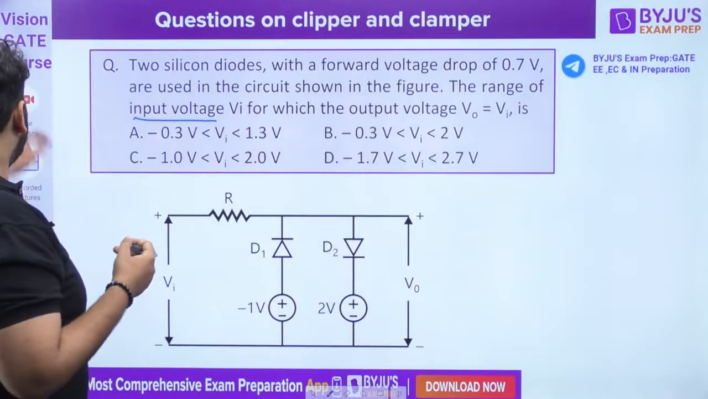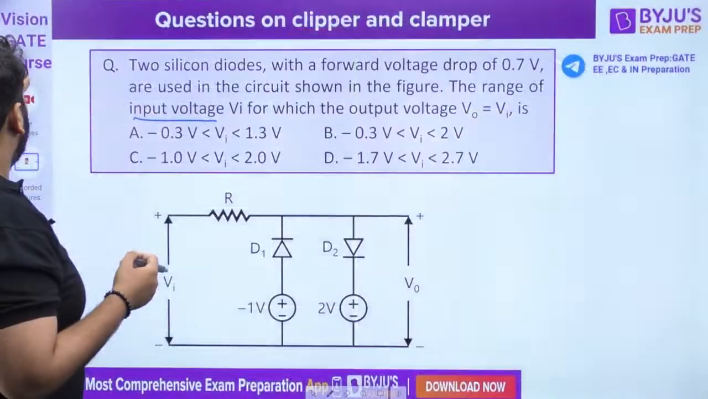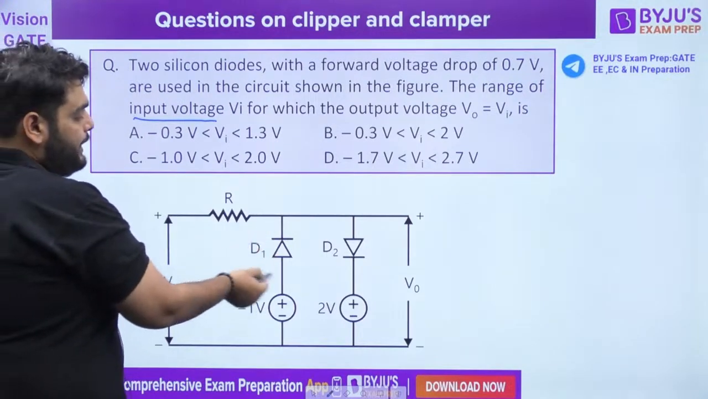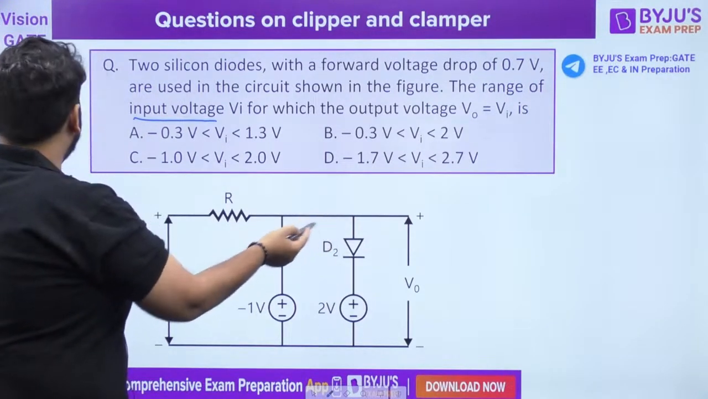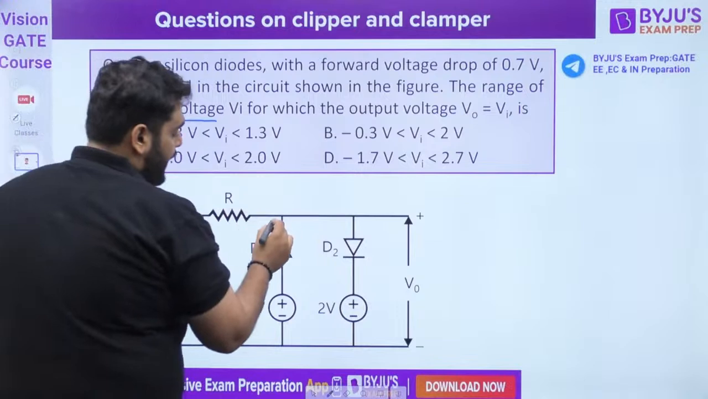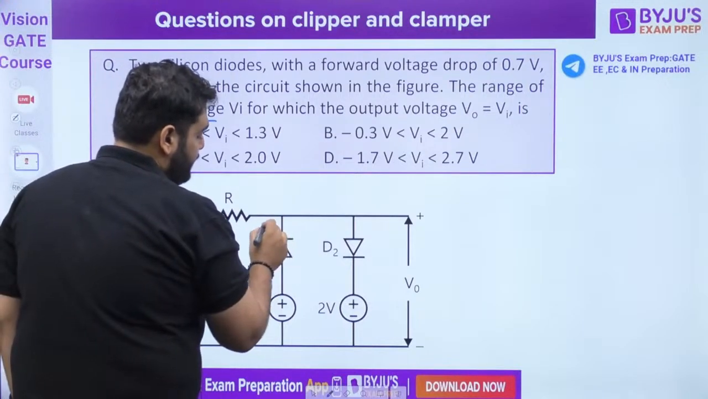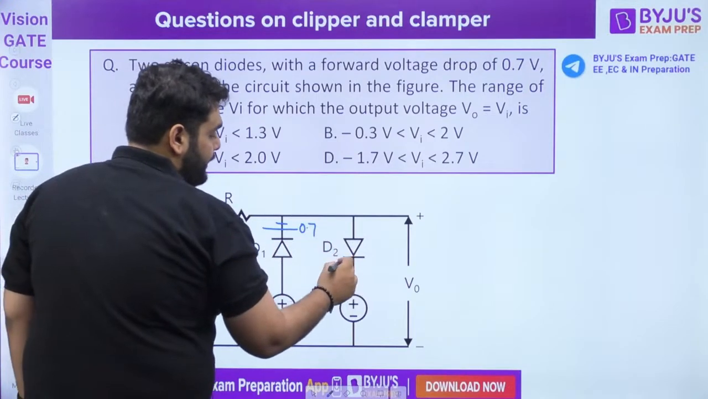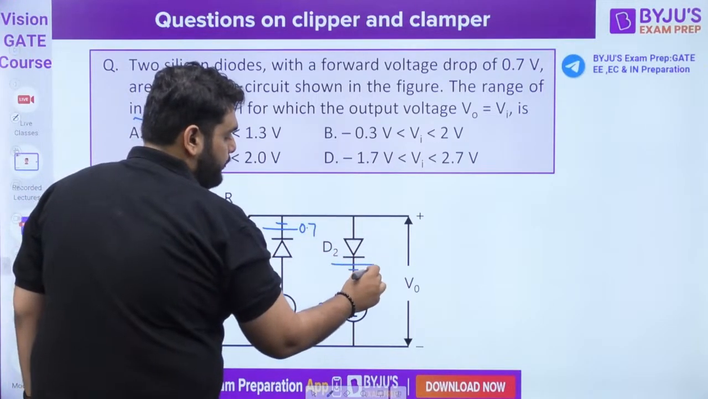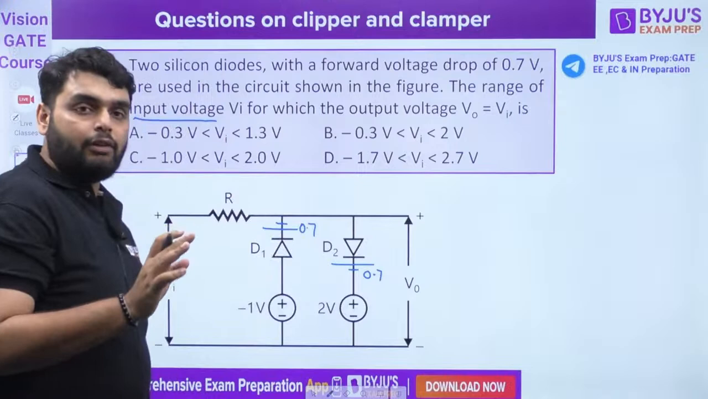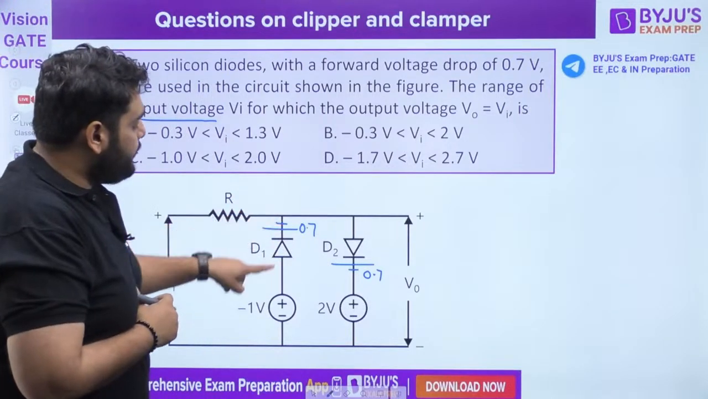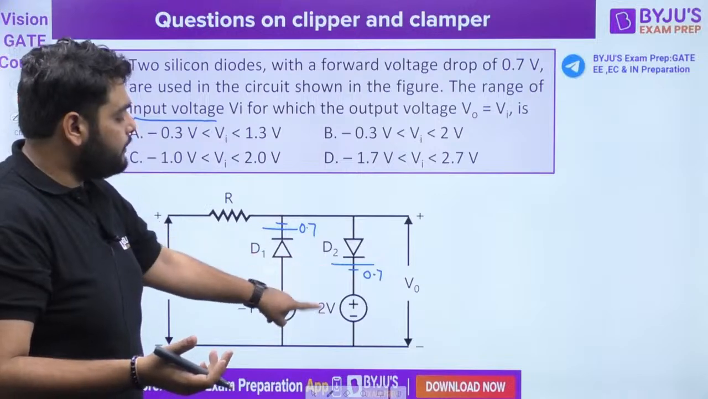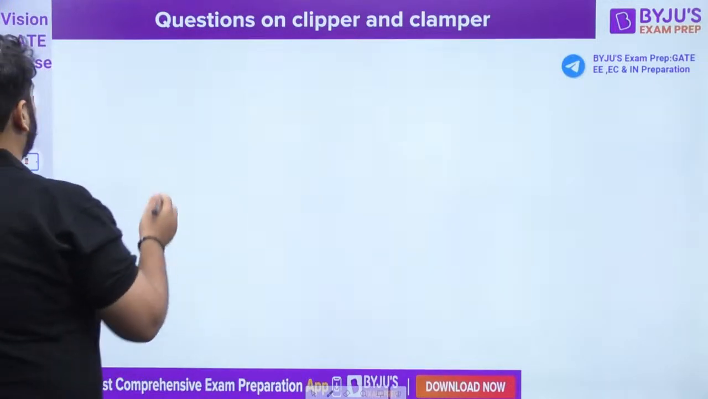First of all, to solve this question, what I'm going to do? I'm going to replace the practical diode with the ideal diode. When you replace it with the ideal diode, you put 0.7 like this, and here you will put 0.7, right? Now minus 0.7 minus 1 gives you minus 1.7, plus 0.7 plus 2 gives you 2.7, right?